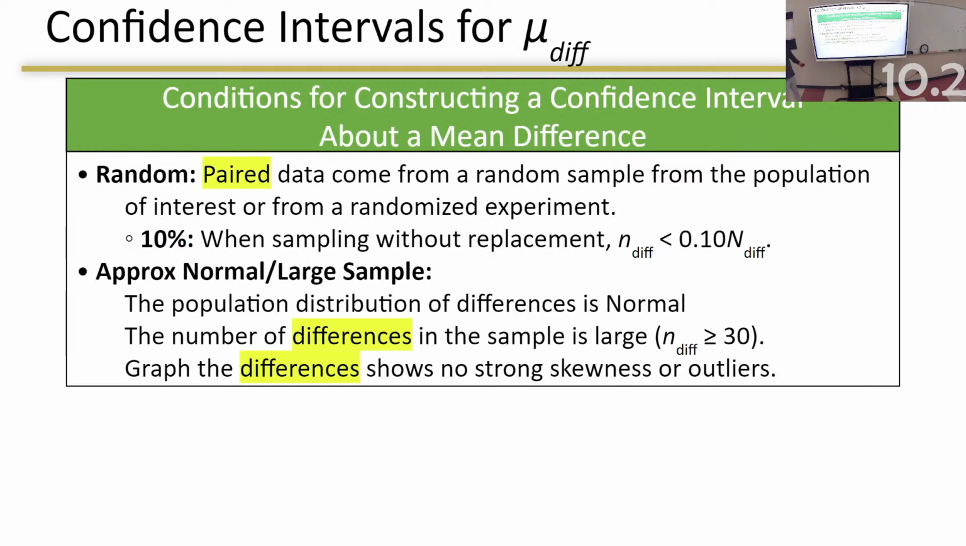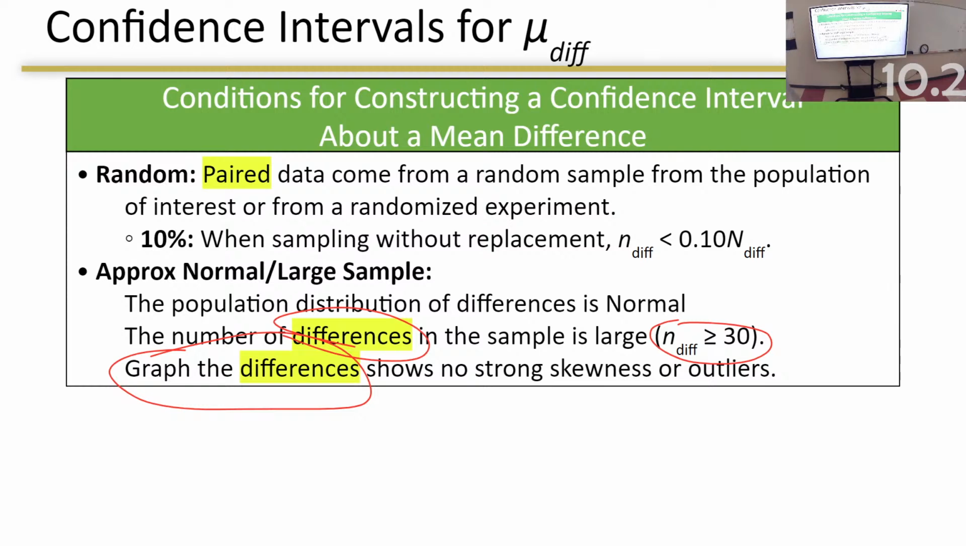And then large counts. And again, all I care about are the differences. I don't care about what L1 is. I don't care what L2 is. I don't care what x̄1 is. I don't care what x̄2 is. I care about the differences. So the differences need to be greater than 30. Hardly ever happens. You typically have to graph the differences. Graph the differences, wherever you find the differences.